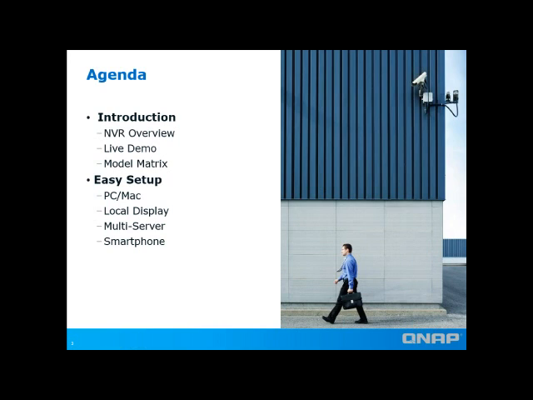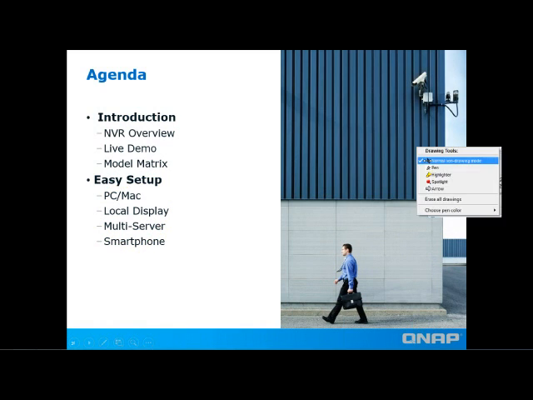So let me go over the agenda. We have two parts today. The first part is to go over what QNAP is and what we offer and how to find the right product. And the second part, we'll go over the basics of when you get a QNAP, how to set it up. And there are several different ways. You can use a traditional PC or Mac, or you can use a local display like an NVR. And lastly, you can set it up using multiple servers for a CMS system or add it to your smartphone. So we'll get started with the first part.